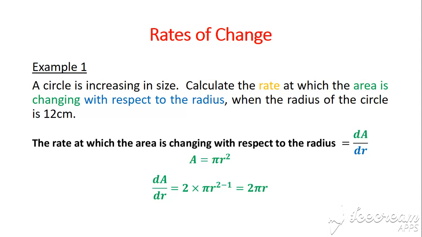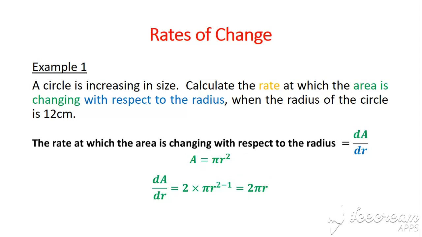Now, if you're thinking, what the heck just happened there, just think of the A as your y, the pi is just a number like 3, and the r squared is your x squared. And you know how to differentiate that. The 2 comes out the front, times by the 3, and then we take 1 off the power. So it's the same thing. The 2 comes out the front, times by pi, and then we take 1 off the power of r squared. So this is the gradient rule for the area rule.